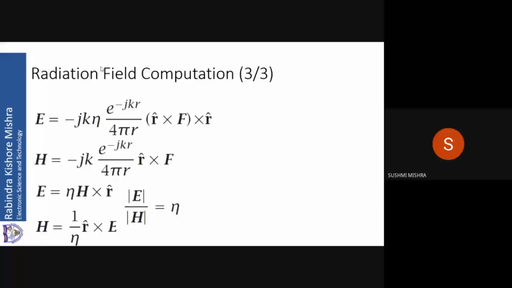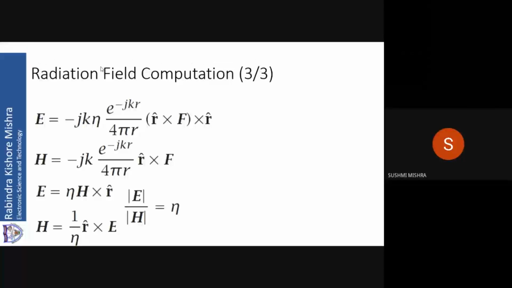Which means E is equal to 377 into H, which means H is 377 times smaller than E. So in terms of amplitude, E amplitude upon H amplitude will be equal to eta. H is 377 times smaller than E. So in terms of magnitude, H is small compared to E. Remember this.